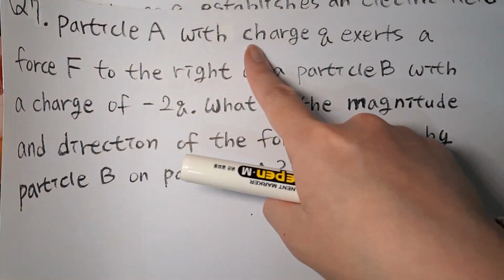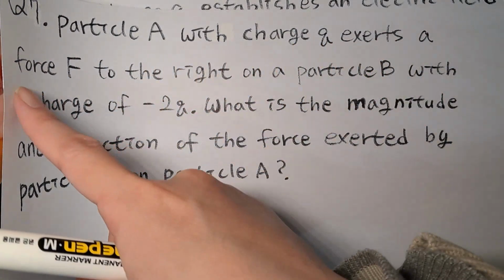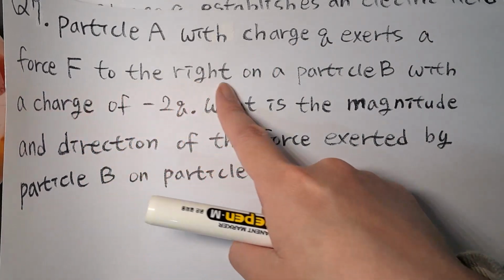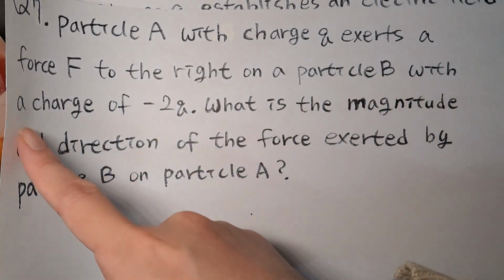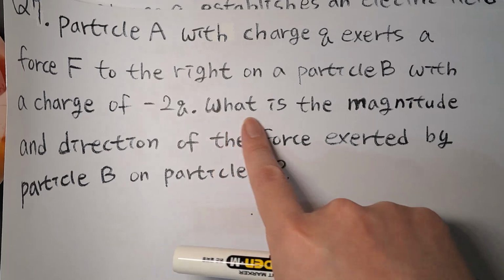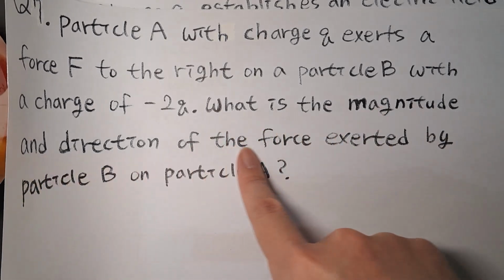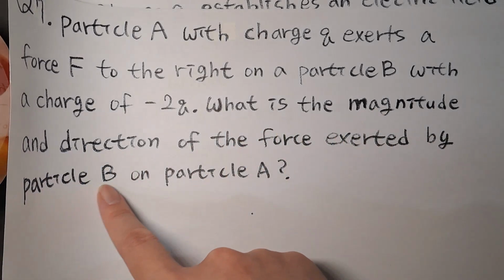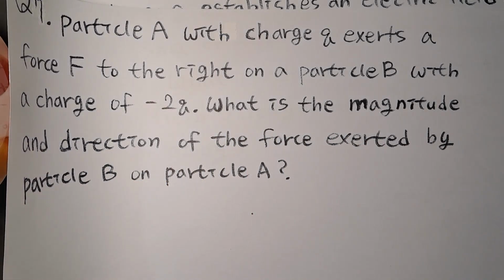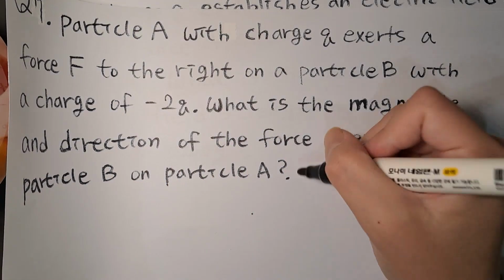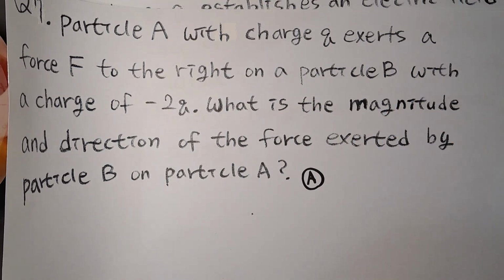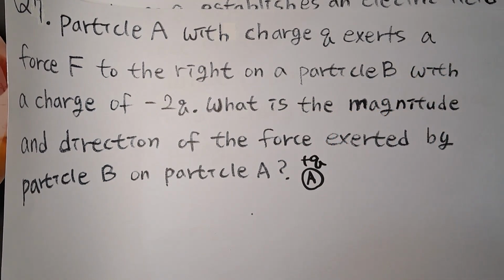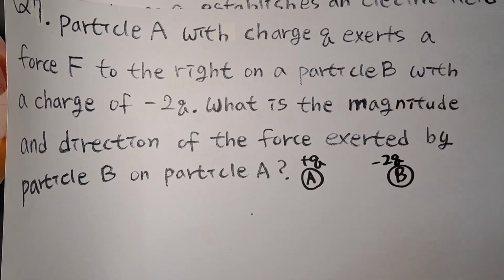Particle A, with charge Q, exerts a force F to the right on a particle B with a charge of minus 2Q. What's the magnitude and direction of the force exerted by particle B on particle A? So there is particle A with charge Q, and there is particle B with charge minus 2Q.